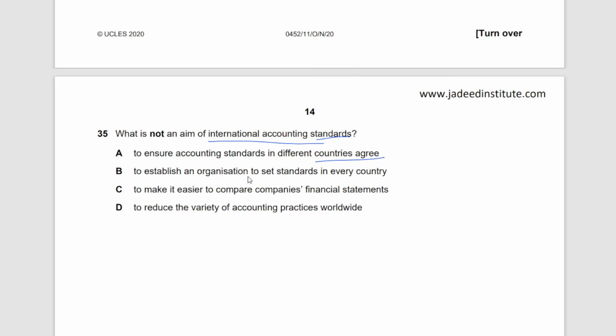To establish an organization to set standards in every country? No, not every country separately. We don't need that. Actually, this is not the aim, right? To make it easier to compare companies' financial statements, again, if they follow the same standards, that's when it will be possible, and that's one of the goals of IASs, International Accounting Standards. To reduce variety of accounting practices, again, they all mean the same thing in different words. So A, C, and D mean the same thing in different words. So B is the odd one out.